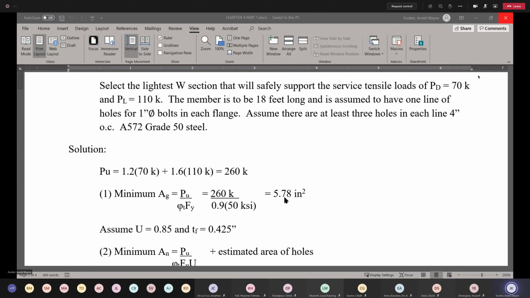So if we were designing this member based on the gross section, and we weren't going to consider the holes or any of that sort of stuff, then we would look in the steel manual for the lightest W section that has 5.78 square inches of area.